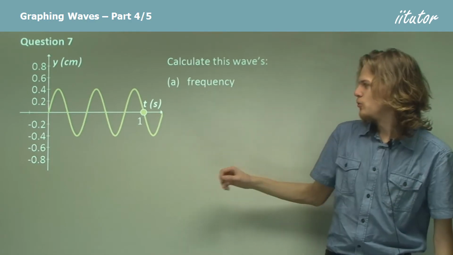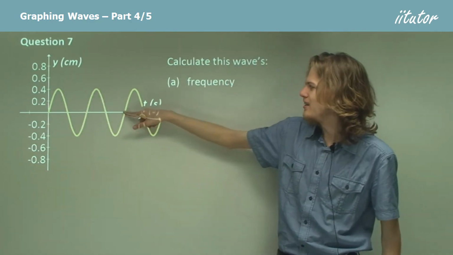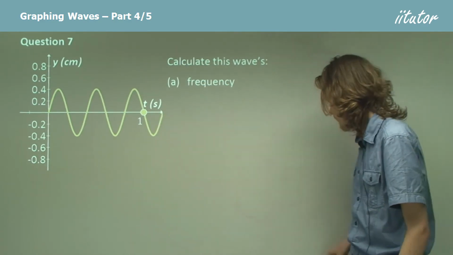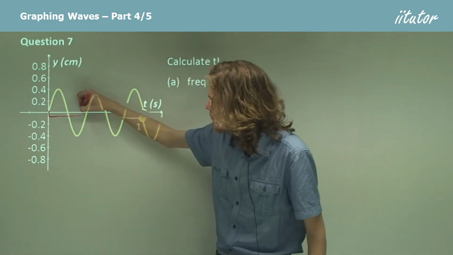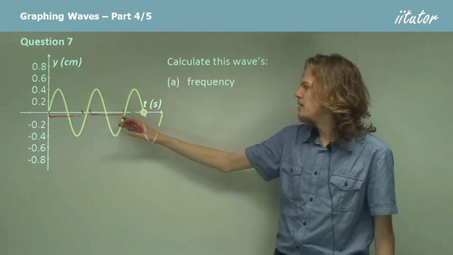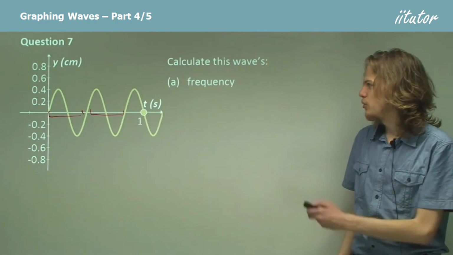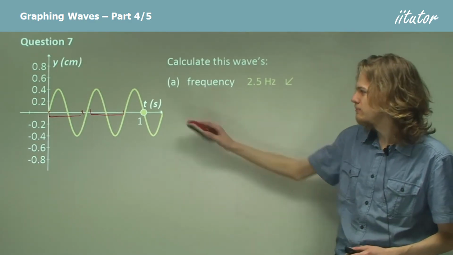We can see that there's 1, 2, and a half wavelengths altogether, right? So this is one whole wavelength, this is a second whole wavelength, and this bit at the end is only half a wavelength. So our answer is that the frequency is 2.5 Hertz.